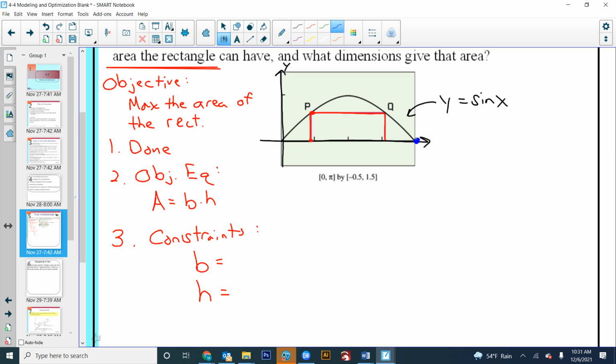Now, you're going to come up with constraint equations for the base and the height. I'm going to give you a hint. Think about where the sine curve hits the x-axis and think about the maximum height the sine curve takes on between those, I should say on this interval, okay? For naming purposes, think about what the height and the base need to be. These are going to be equations that are functions of x. Ready, set, go.